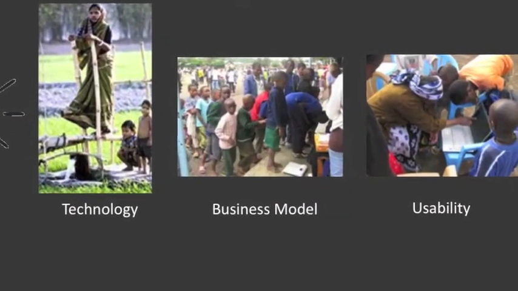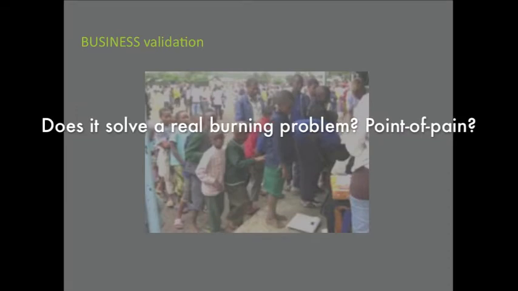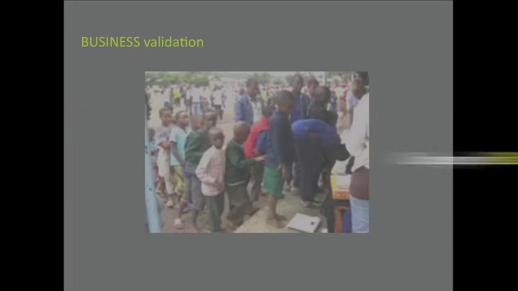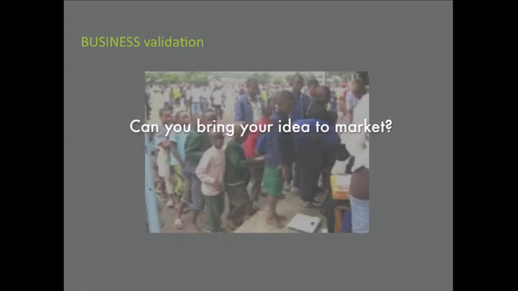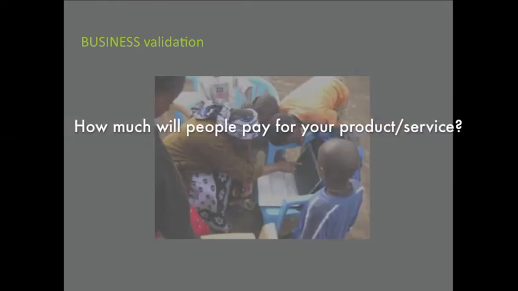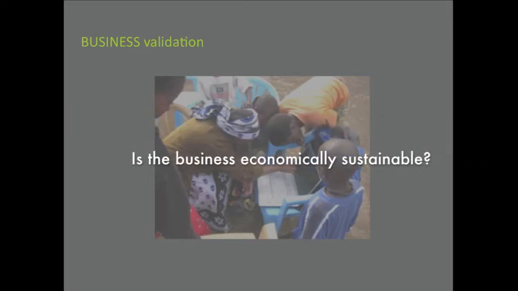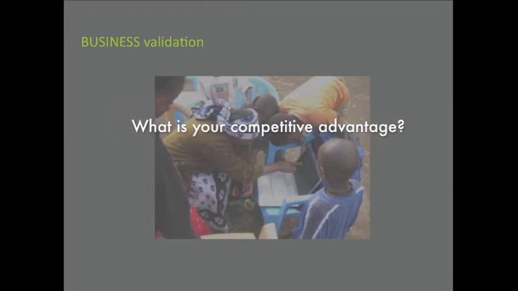The next type of validation is business model. Does it solve a real burning problem? Do people really care about your idea? Can you bring your idea to market? Also ask questions like, how much will people pay for your product or service? Is the business economically sustainable? And what is your competitive advantage versus other ventures?